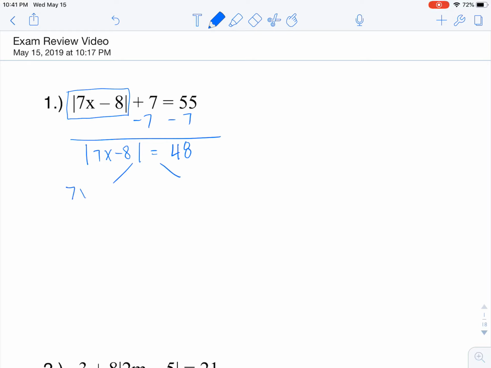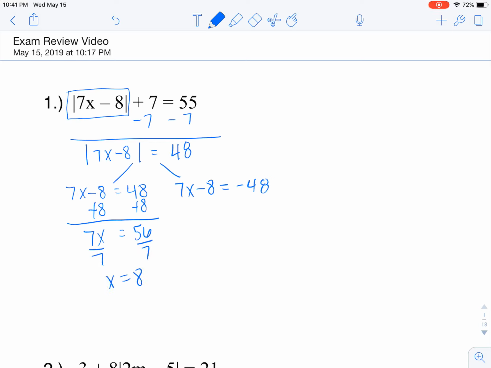And so this becomes 7x minus 8 equals 48, exactly what's written above. And then this one becomes 7x minus 8 equals negative 48. And now we're just going to solve both of these like you normally would. So the upside down t. And so this is 56 divided by 7, and we get x equals 8. So there's one of our two answers.